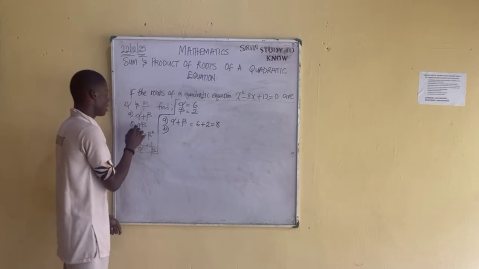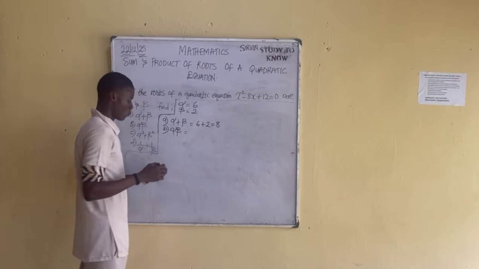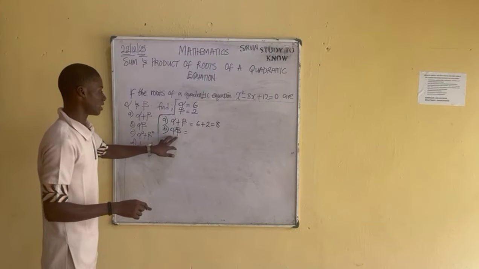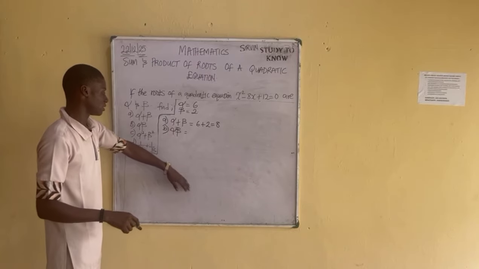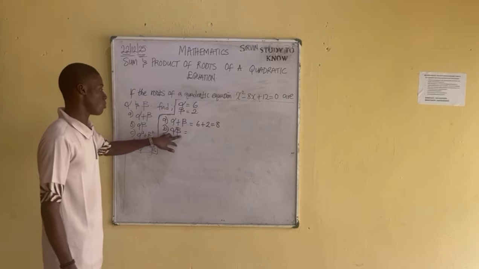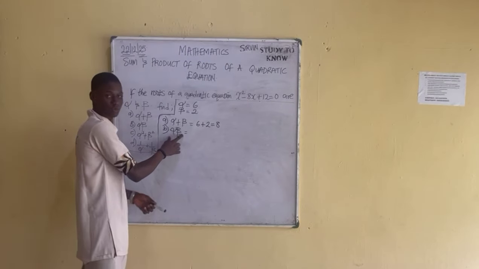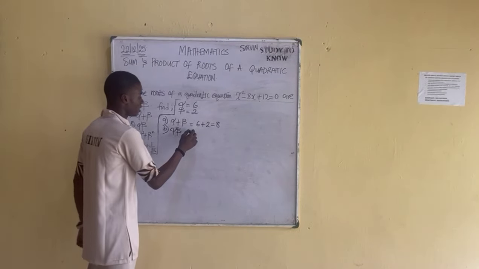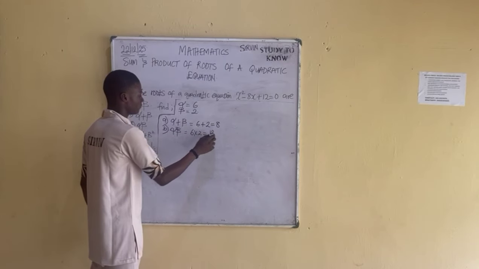Second one, alpha beta. Whenever you have two variables that go together without any sign demarcating them, it simply means that a product or multiplication exists between them. So this is telling us to multiply alpha and beta. So I have 6 times 2, which is equal to 12.